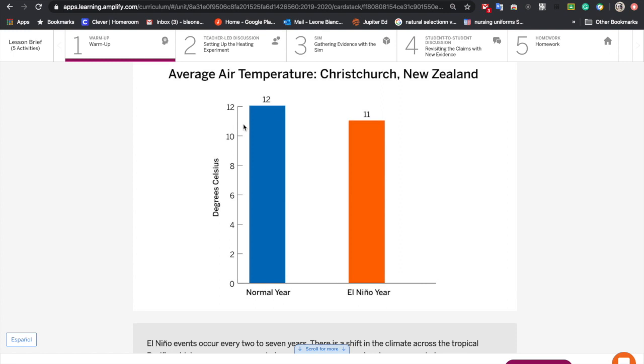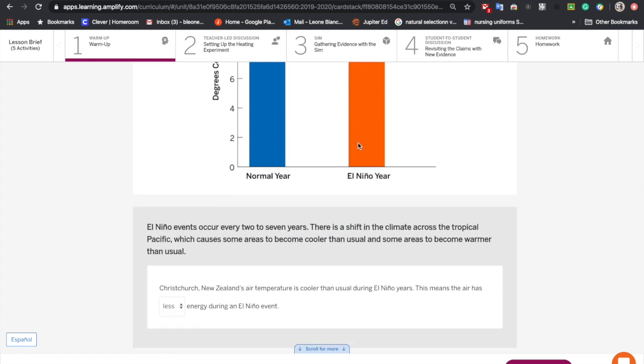Look at the graph, and during El Nino years in Christchurch, New Zealand, it goes down 1 degree, meaning that it's cooler. So El Nino events occur every 2 to 7 years. This is a shift in the climate across the tropical Pacific. If you don't know what tropical Pacific is, it's a region in the Pacific Ocean. We're going to look at a map tomorrow and we'll talk more about this region.